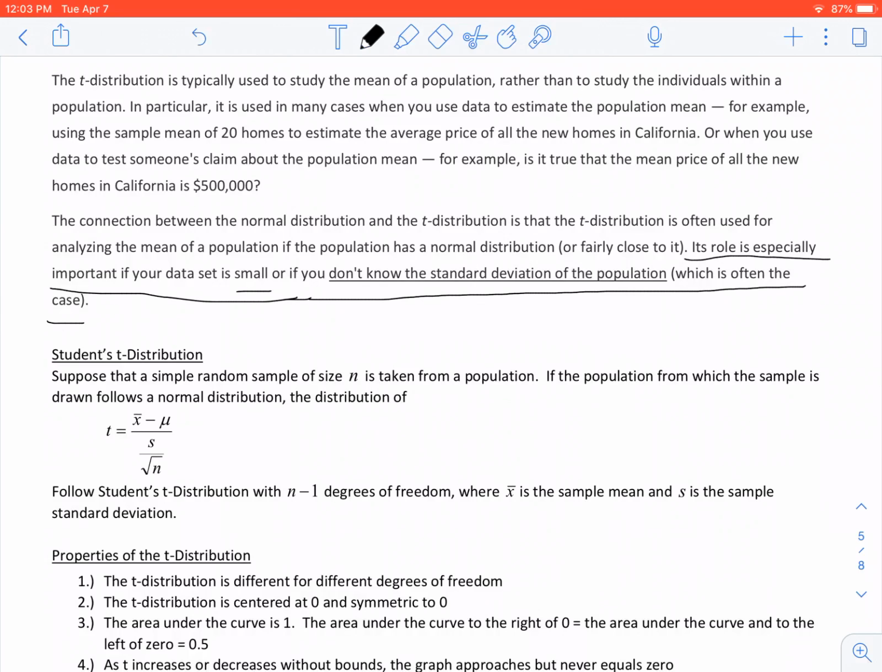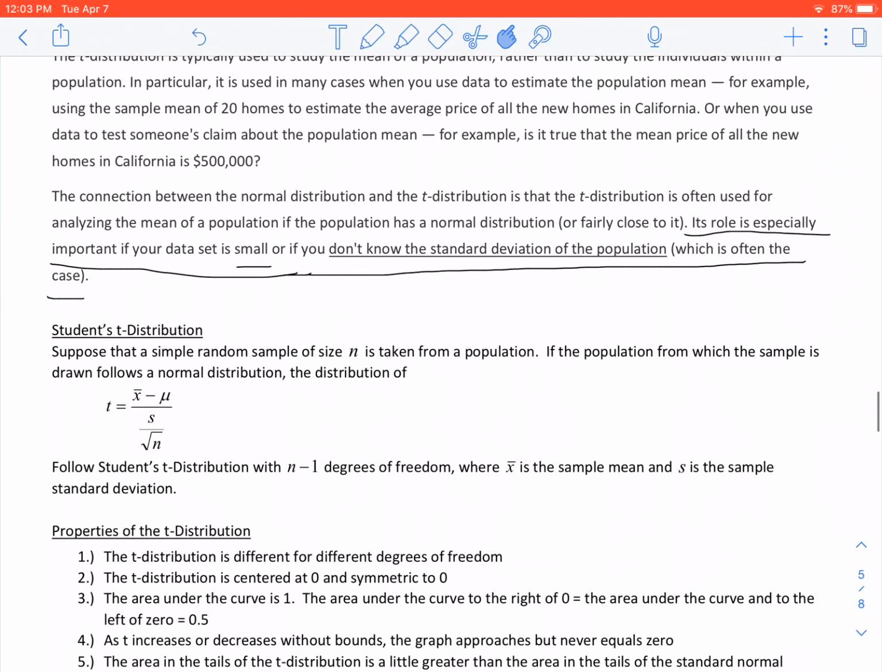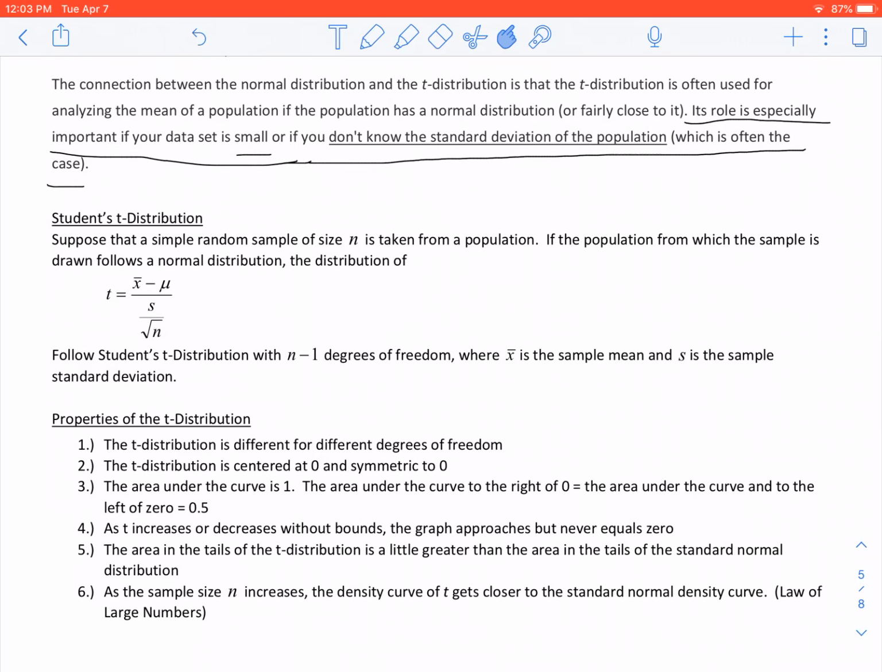So we have the student t distribution. It's a formula that you do not need to know because we are using the calculator. And then it talks about n minus 1 degrees of freedom. We don't really get into the meaning of what the degrees of freedom are, but n minus 1 is going to be your sample size minus 1.